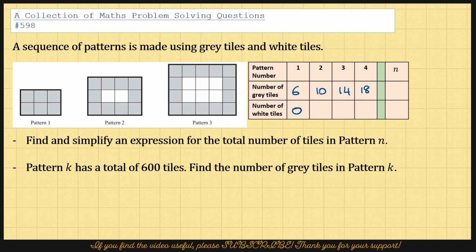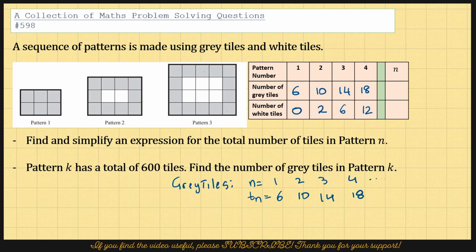white tiles. You see the first pattern, when n equals 1, you have the number of white tiles as 0, and when n equals 2, you have the number of white tiles as 2, and then it becomes 6. So the difference is increasing by 2. Therefore, the difference is going to be 6 between the third and fourth term. So we have this as a quadratic sequence, in the number of white tiles.